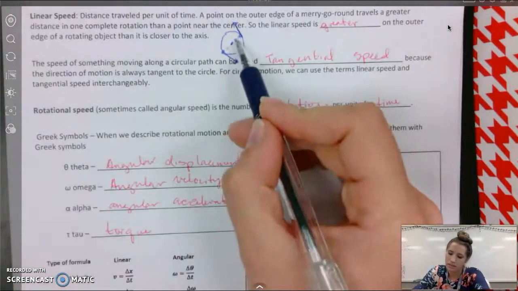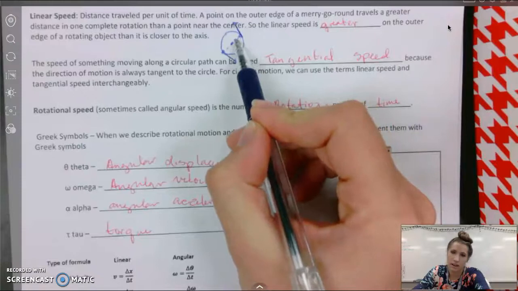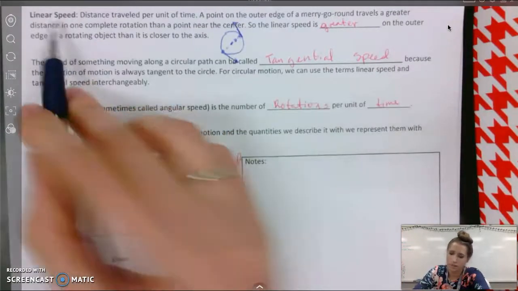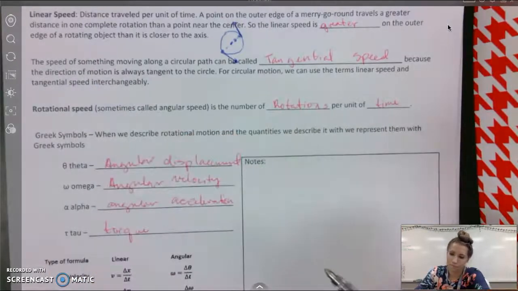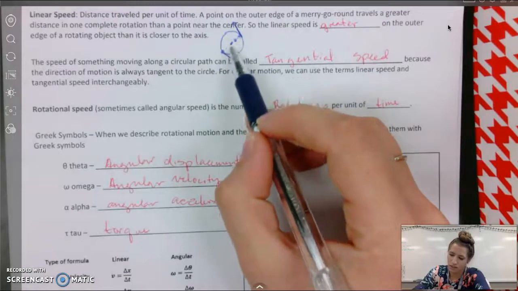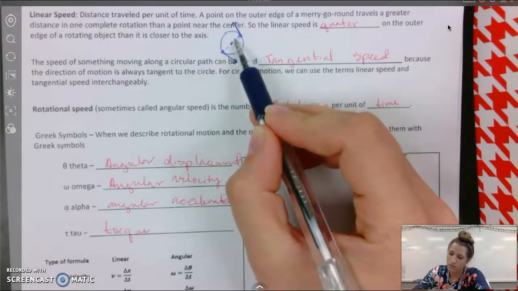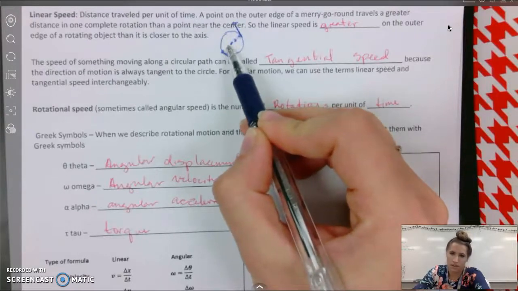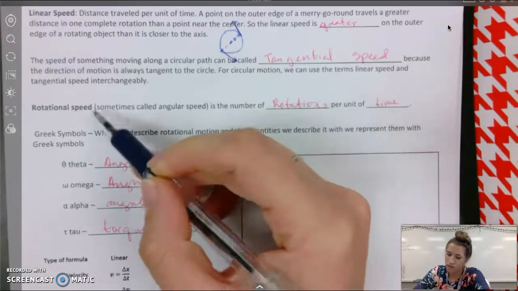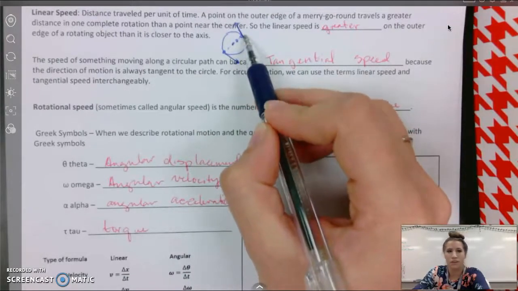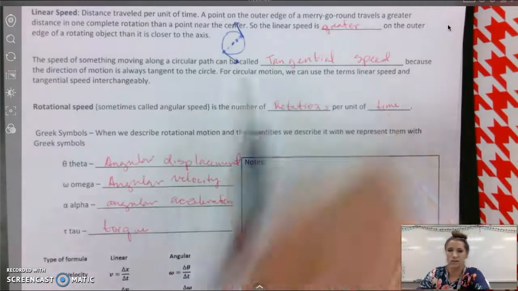Now, what about this one that was on the inside? We know that it has lower linear speed, but what about rotational speed? This inside person still covers that same distance. They still rotate half a rotation per second. And so the rotational speeds for both people are the same, but the linear or tangential speeds are different.